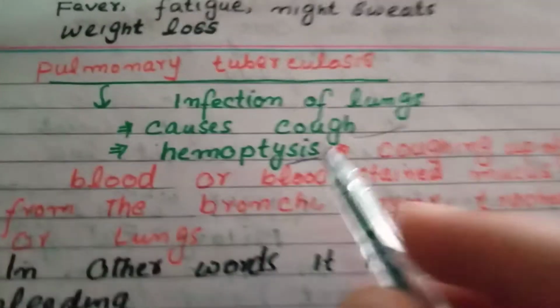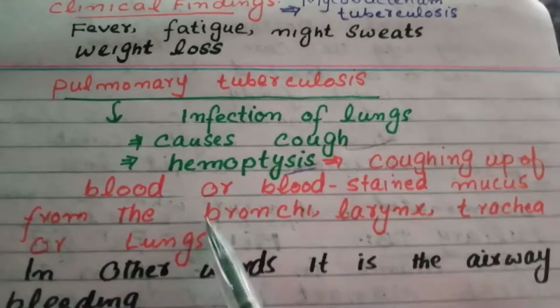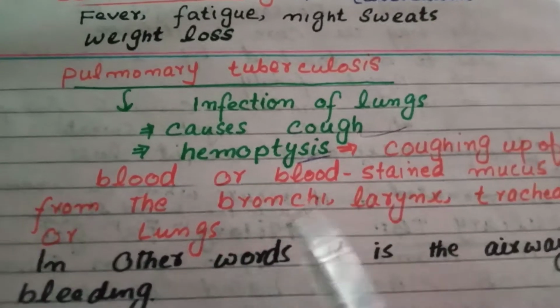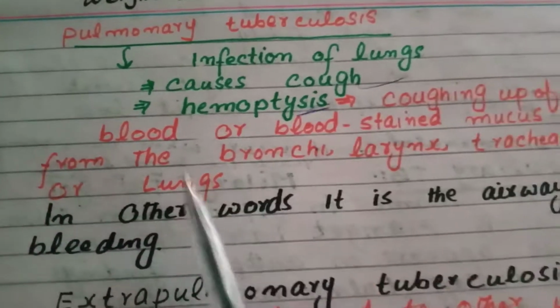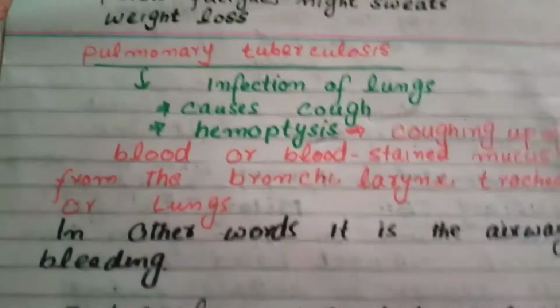What is hemoptysis? Hemoptysis is the coughing of blood or blood-stained mucus from the bronchi, larynx, trachea, or lungs. In other words, it is airway bleeding.